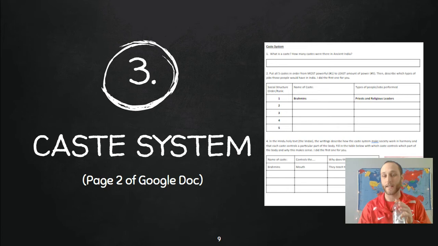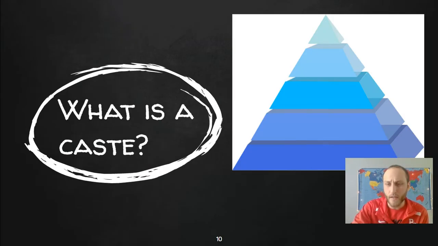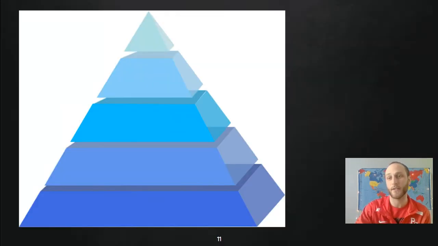So next, leading into the caste system, this is going to be the bottom half of that second page. Number 1 says, what is a caste? I think all of you probably know that one at this point. But a caste is basically just another name for a social class. There are 5 castes in India. Sometimes they leave the untouchables off the caste system. But we know there's 5 main castes. So we have 5 levels to this pyramid. And when you say the caste system, you're saying the entire social structure of India.